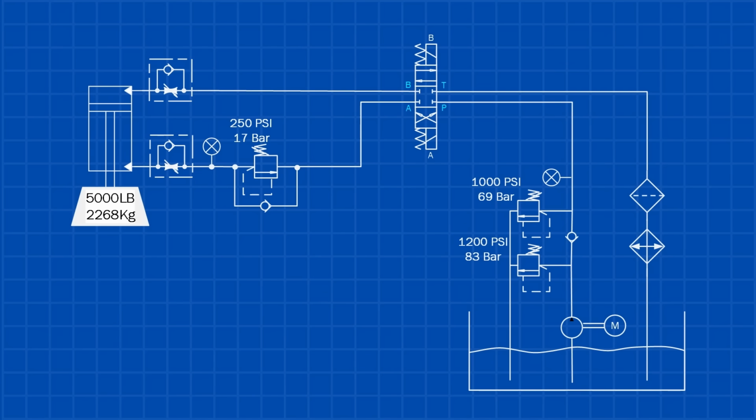The answer is a counterbalance valve. It's a normally closed pressure control valve designed to balance or counteract a load. The pressure is usually set to create a force equal to or slightly greater than the overhung weight. This pressure is calculated based on the rod end piston area and the weight of the load.